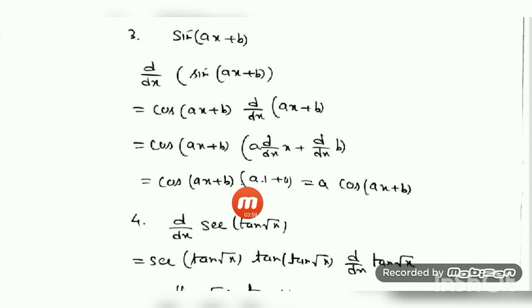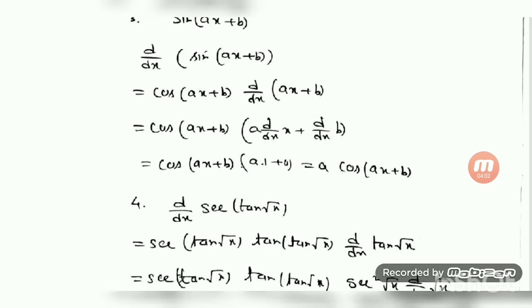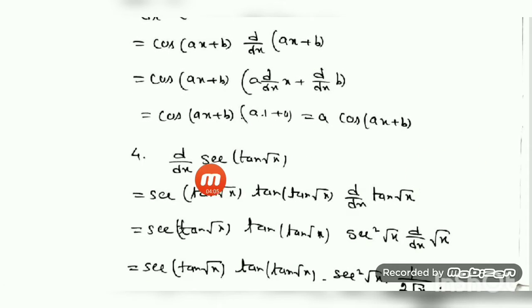So the result becomes a into cos of ax plus b. Okay. Now go to the next question, number 5. d/dx of sec of tan of root x. Actually, in your book, the question is given as sec x, take derivative. But I have directly started the solution.